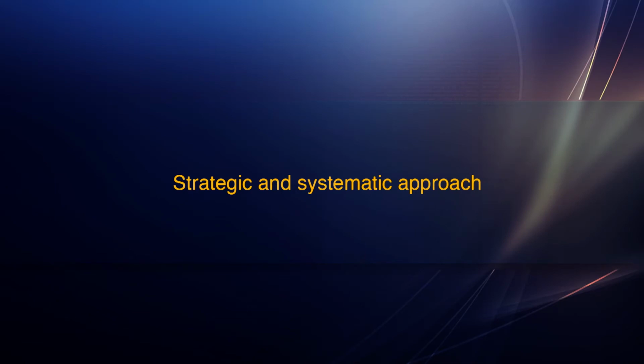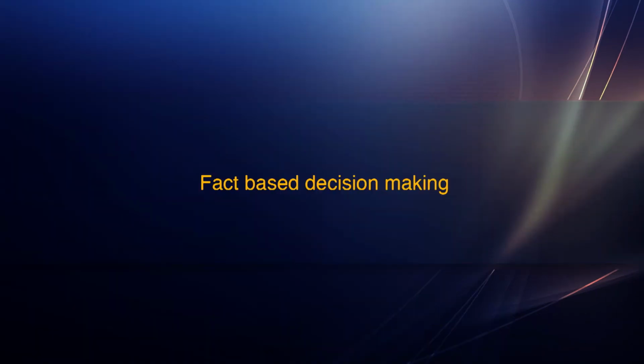8th, strategic and systematic approach. Understanding, identifying and managing a system of interrelated processes for a given objective improves the organization effectiveness and efficiency. The process called strategic planning or strategic management includes the formulation of a strategic plan that integrates quality as a core component. 9. Fact-based decision making.